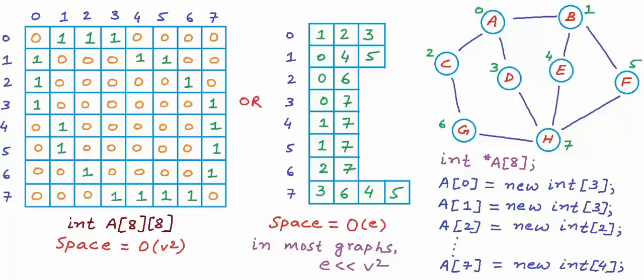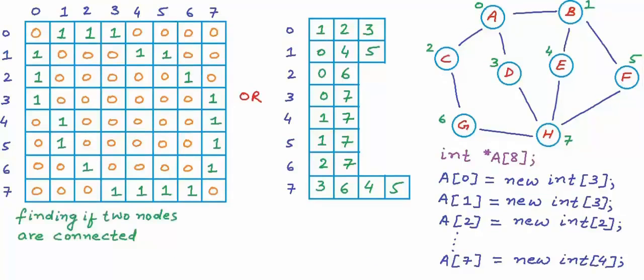But let's now also try to compare these two structures for the time cost of operations. What do you think would be the time cost of finding if two nodes are connected or not? We know that it's constant time, or big O of 1, for an adjacency matrix, because if we know the start and end point, we know the cell in which to look for 0 or 1. But in the second structure, we cannot do this. We will have to scan through a row.